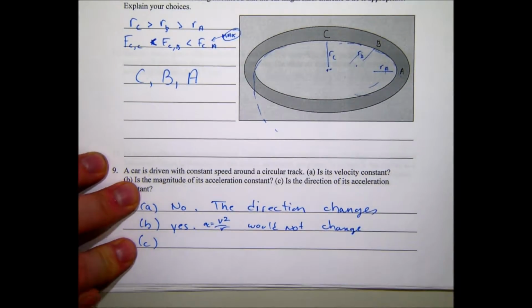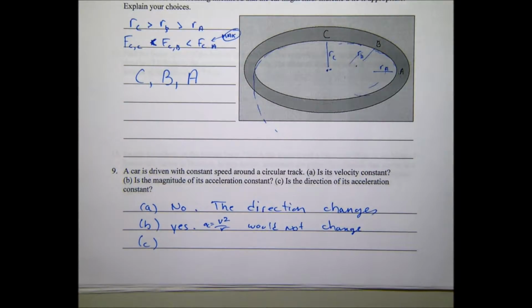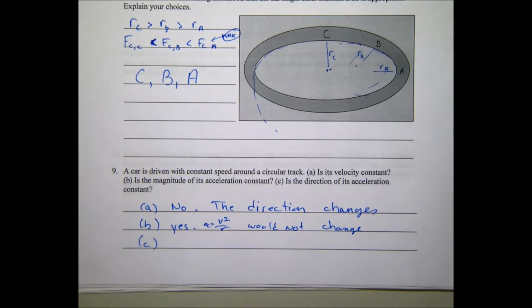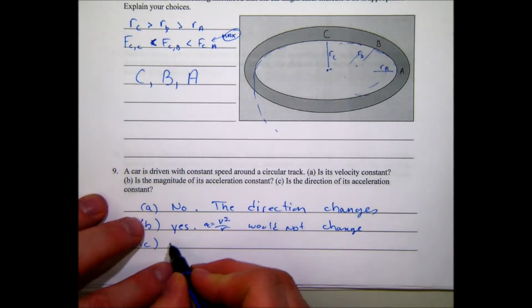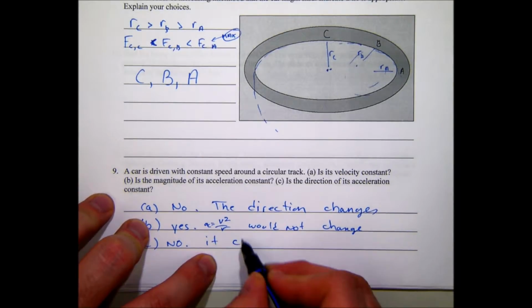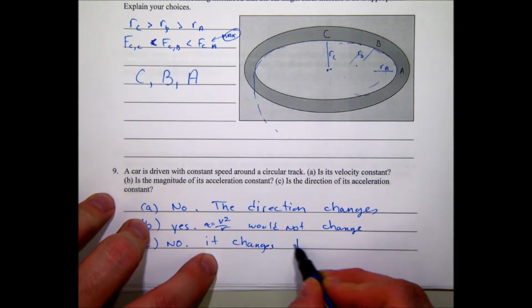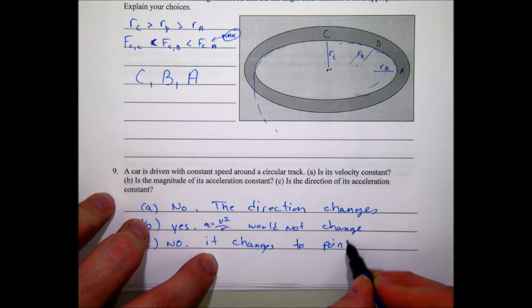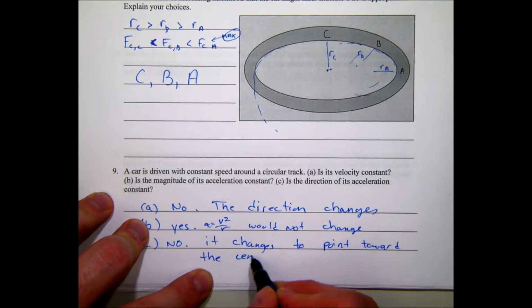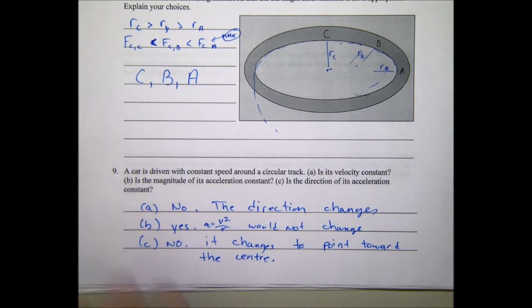And for C, is the direction of the acceleration constant? This is sort of one of those questions where you could answer it in 2 ways, yes or no. Yes, it's constant because it's always going to the center of the circle, but most people will write no, it changes to point toward the center. And that would be all of it for question 9.